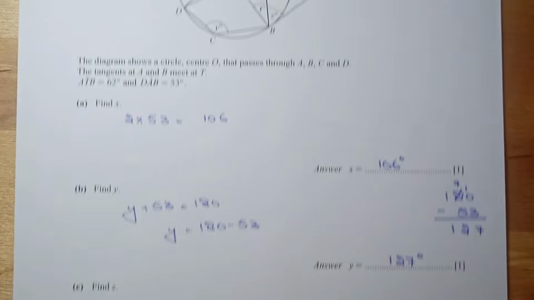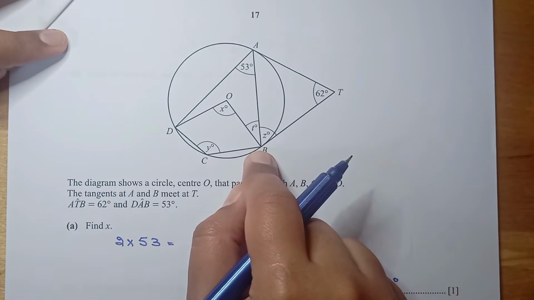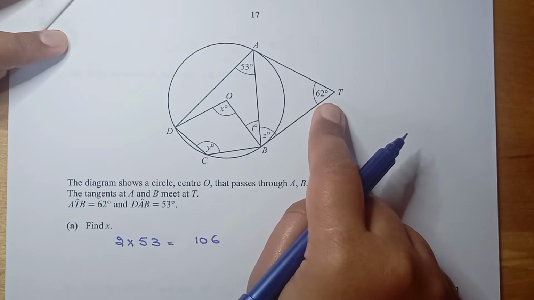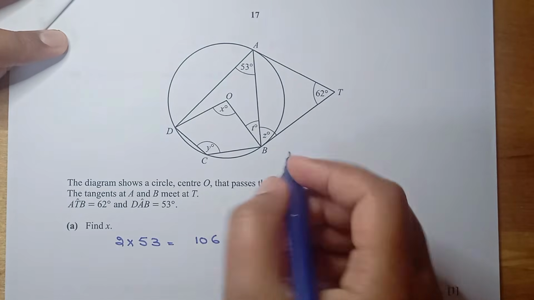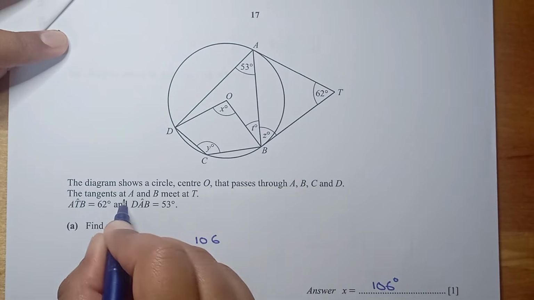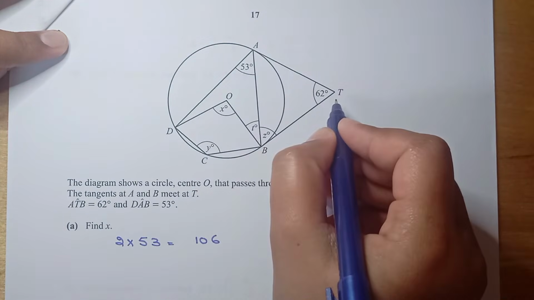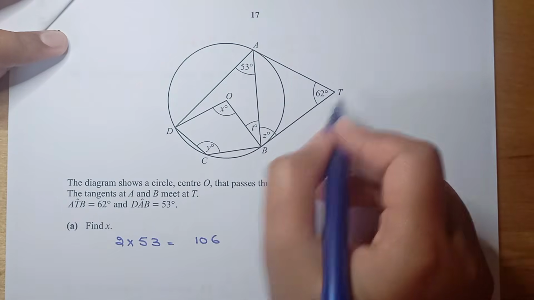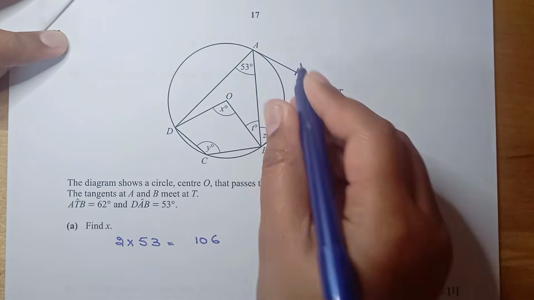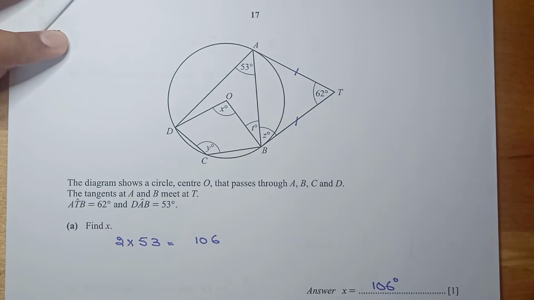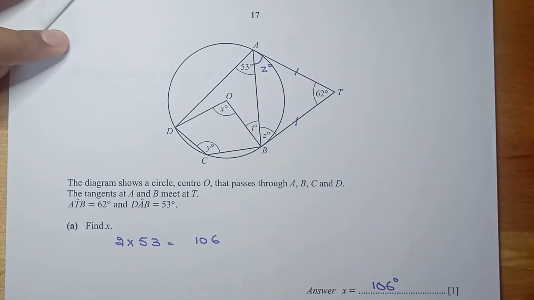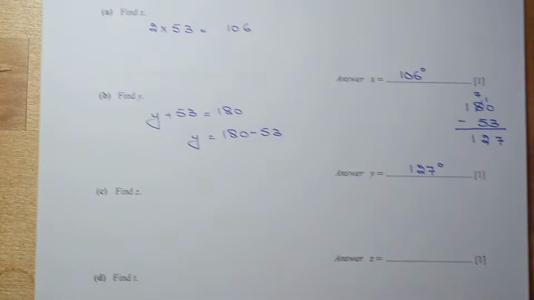Now for the C part, find Z. Where is Z? Z is over here. Okay, so the angle T is given to us. The technique we are going to use is, as you can see, we are given that the tangents at A and B meet at T, meaning T is a tangent at point A and at point B. So AT and BT, both the sides, are the same. When both the sides are the same, it means angle A and angle B must be equal, Z and Z, and the third angle is 62. So we can add the angles and put it equal to 180.